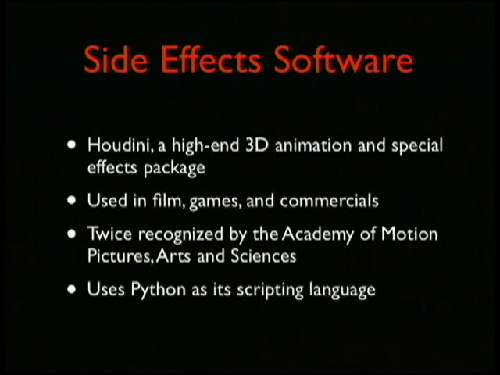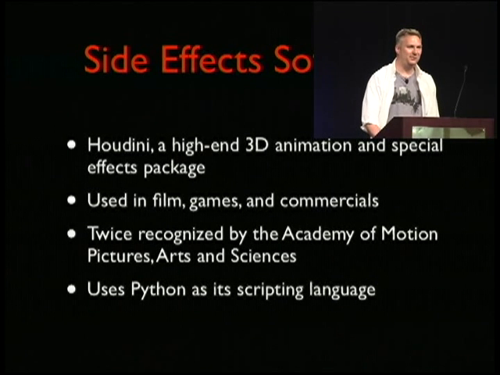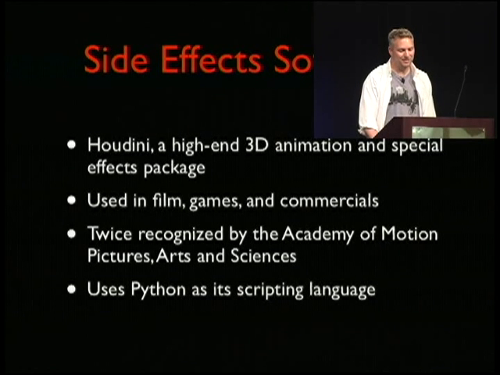Side Effects Software makes Houdini, a high-end 3D animation and special effects package similar to Maya, Softimage, 3D Studio Max, some of our competitors. We're the only one that's not owned by Autodesk nowadays. Used in films, games, commercials, basically high-end CGI. We've won 2 Oscars, which doesn't suck. And it uses Python as its scripting language. So when we wanted to make the online help searchable, it made sense to write a search engine in Python.